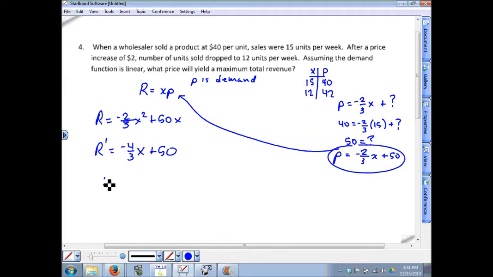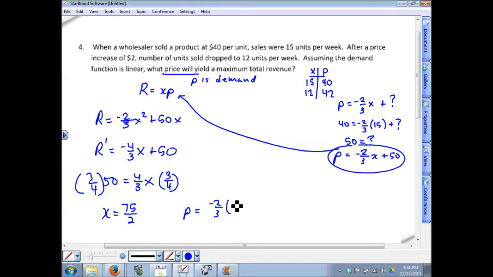If we set this equal to 0, we're going to have 50 is equal to 4/3 x. So times by 3/4 on both sides, so x is equal to 50 times 3/4, which is 75 halves. But the question is asking specifically what price will yield the maximum total revenue. This is how many units have to be sold. So the price is -2/3 times the units, which is 75 halves, plus 50.